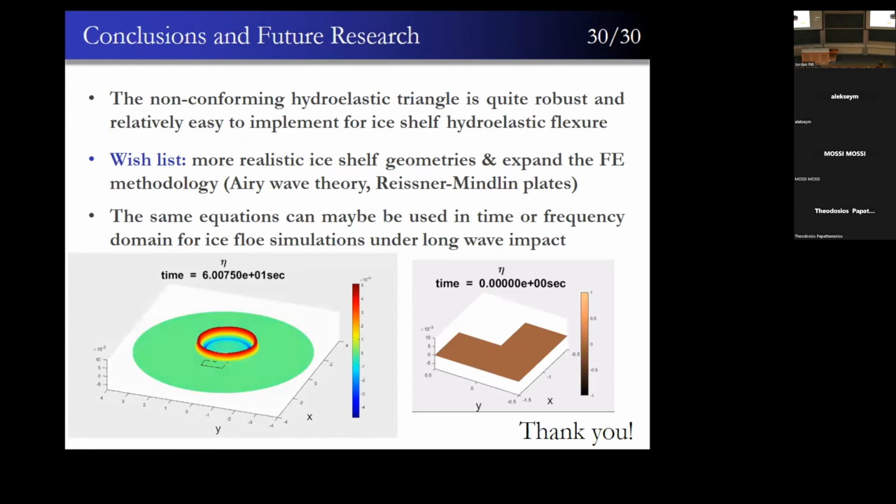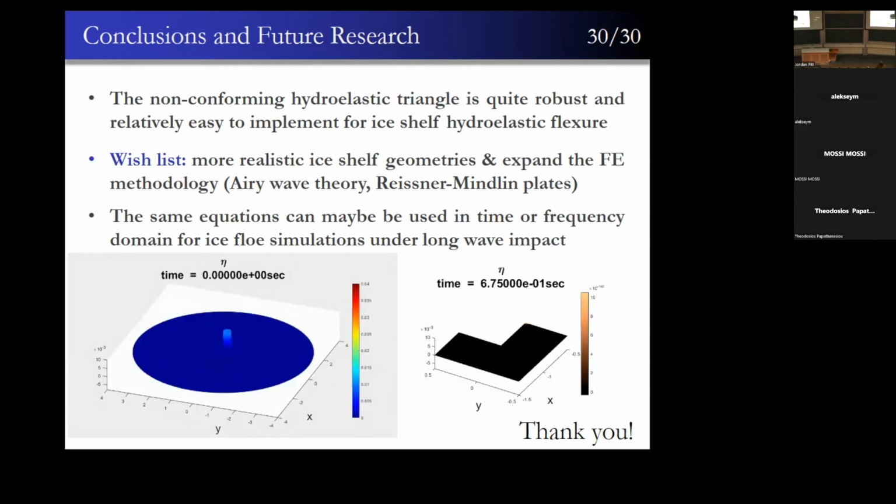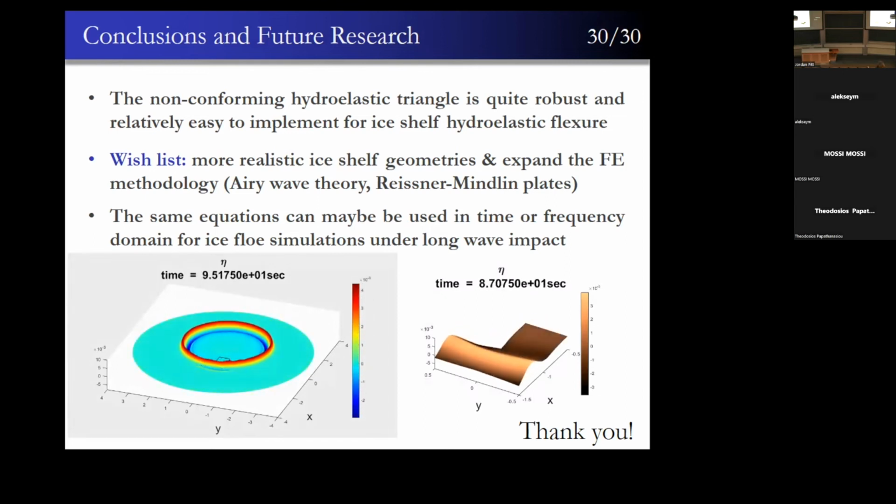Finally, for some conclusions, I found the non-conforming hydroelastic element to be quite robust. It is relatively easy to implement for hydroelastic flexure, and in my wish list, I would like to have more realistic geometries. We can do that actually now because the triangles can approximate complex shapes, and maybe go away from the assumption of the half circle for the Larsen C ice shelf as a first step.